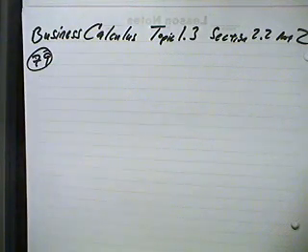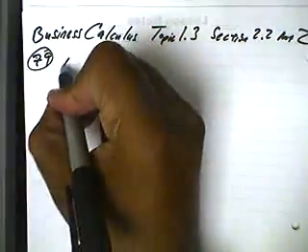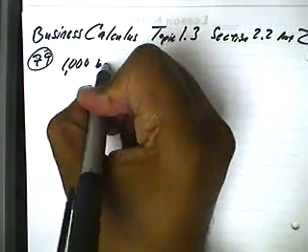Business Calculus, Topic 1.3, Section 2.2, Part 2, number 79. Number 79 is a word problem. It reads, a bacterial culture starts with 1,000 bacteria. You have 1,000 bacteria here.